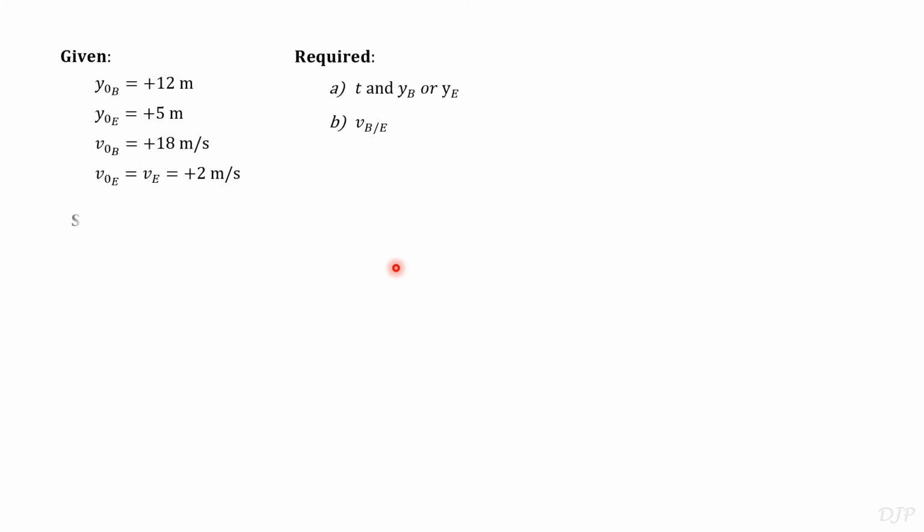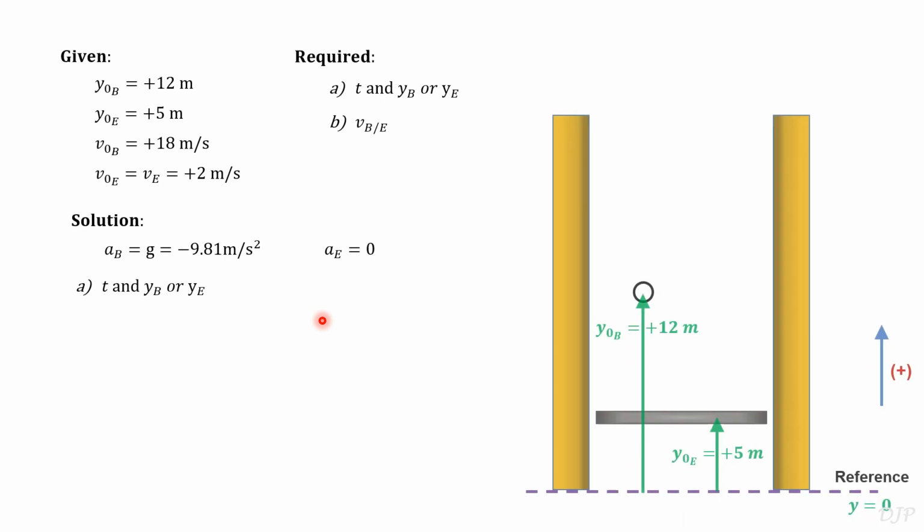To start our solution, let us also include the implied given values, including the acceleration of the ball, which is equal to acceleration due to gravity, and the acceleration of the elevator, which is just equal to 0 because of its constant velocity. To solve now for the time and the position of the collision of the ball and the elevator, let's make use again of this drawing.